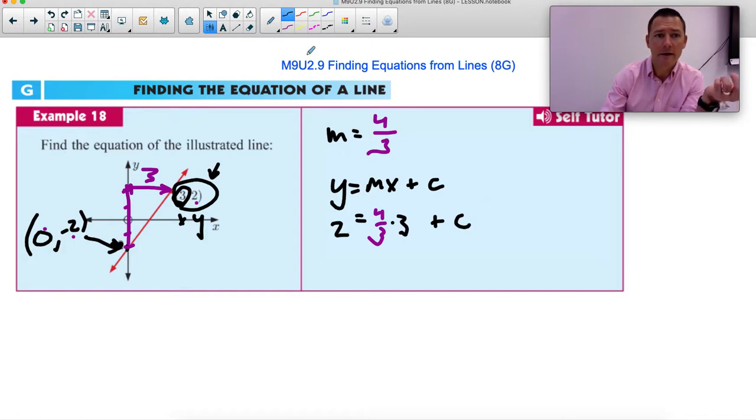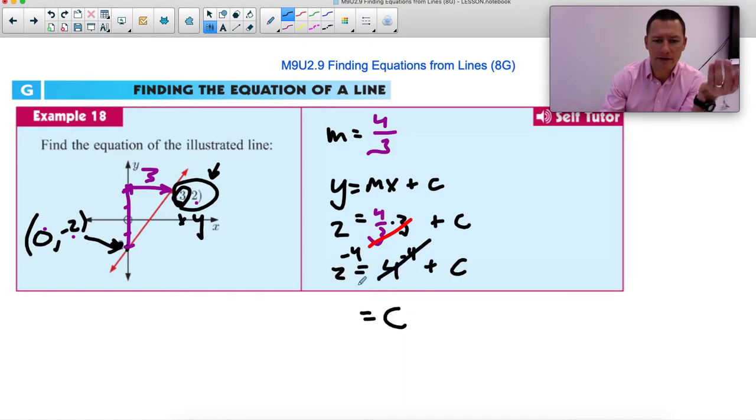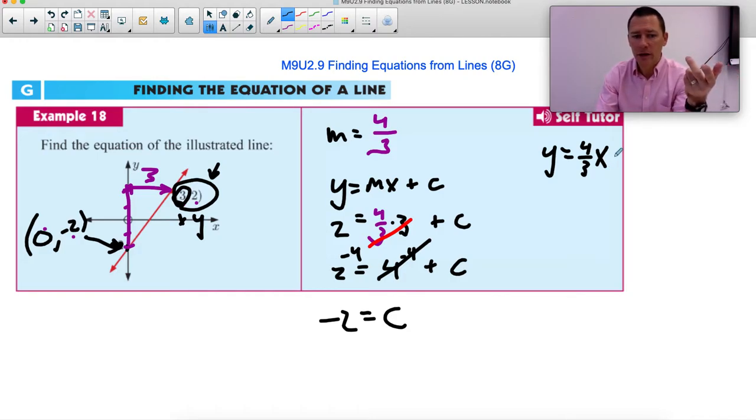I don't know c, so you can solve for c. The 4 divided by 3 times 3, those cancel, and you're just left with 4 on this side, plus c. And then you can subtract 4, you get c, these cancel out, that's 0. This is -2, and so your equation looks like y equals the slope that we figured out, 4/3 x, don't forget your x or else it's not an equation, and then plus c.